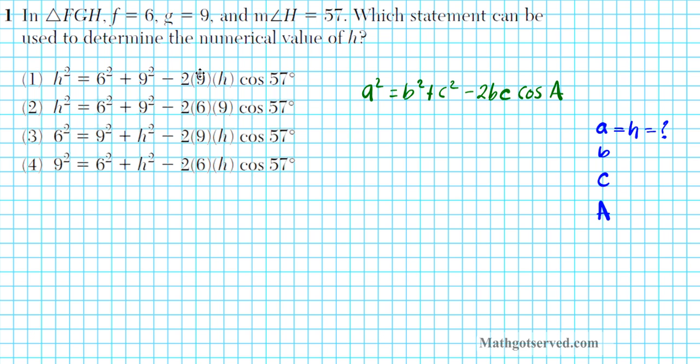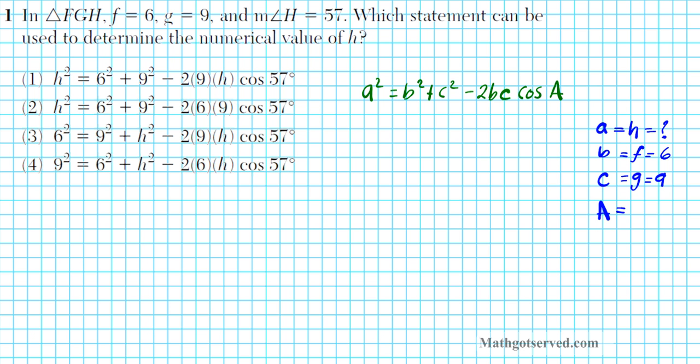You know multiplication commutes, BC or CB, and addition commutes also, C squared plus B squared, B squared plus C squared. You will get the same answer. It doesn't really matter. So I'm going to call lowercase b the same as F, which is equal to 6. Lowercase c is equivalent to G, which is equal to 9.